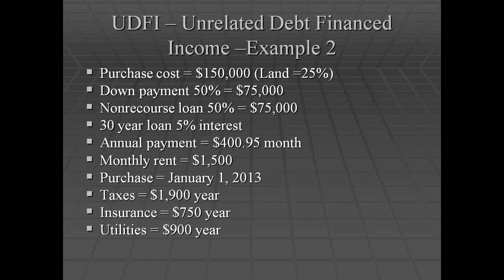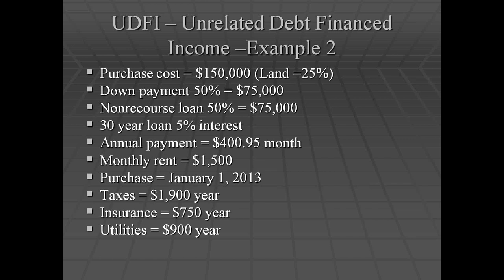Okay? The property is going to cost $150,000, and we're going to presume that 25% of that value is attributed to the land and 75% is attributed to the actual structure. And we need that to determine the depreciation. We usually get those numbers off of the property tax statements.